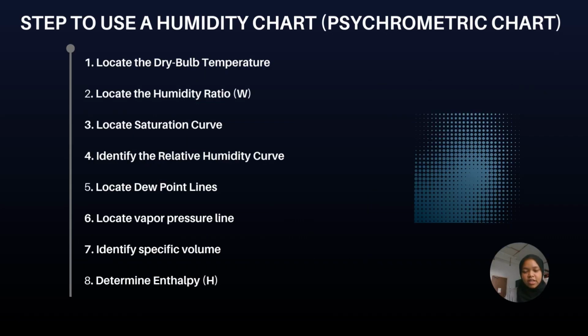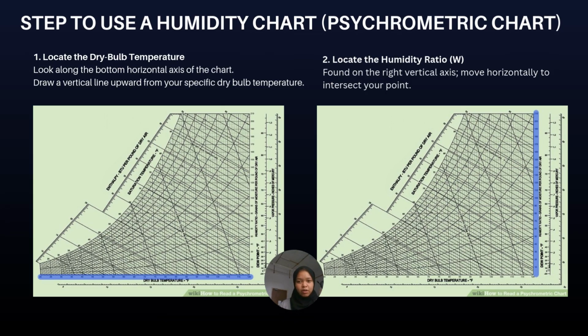Listed here are the steps on how to use a humidity chart. First, we can locate the dry bulb temperature. We can look along the bottom horizontal axis of the chart. Next, we can locate the humidity ratio. It can be found on the right vertical axis. You guys can see it. I already highlighted it with a blue highlight so you can see it clearer.